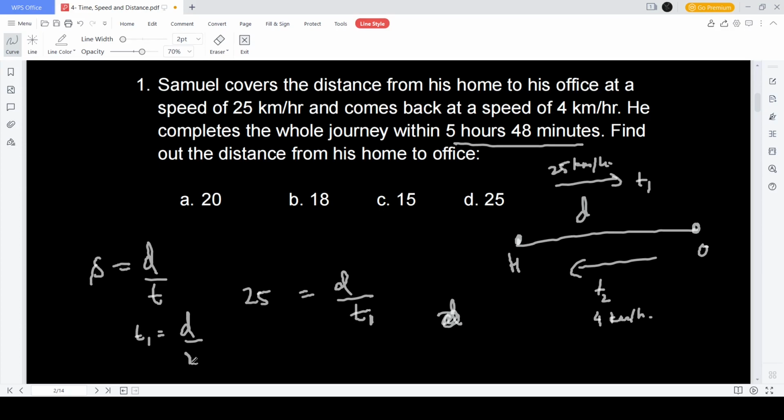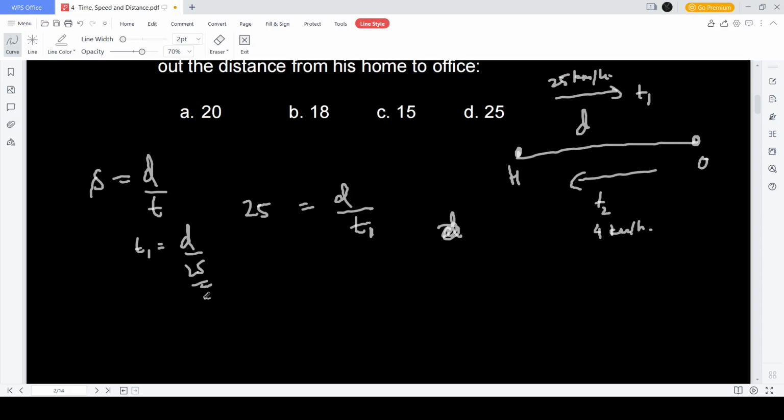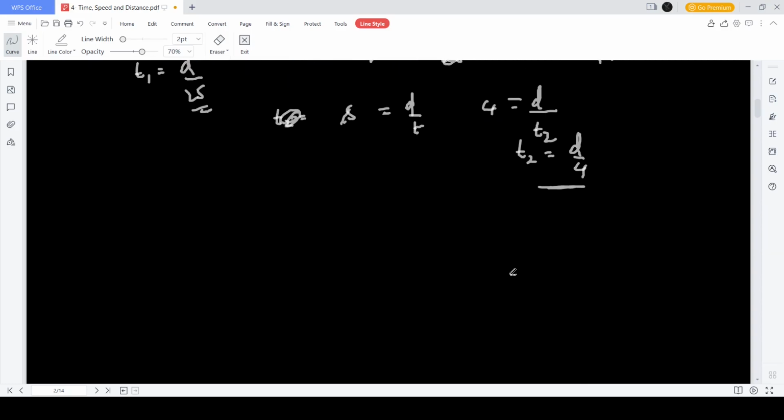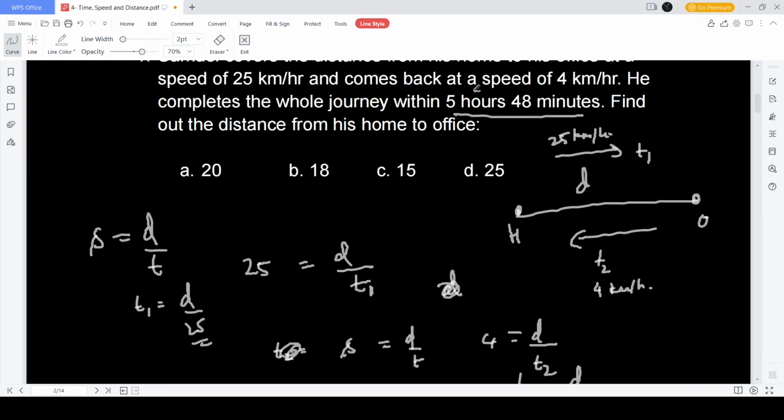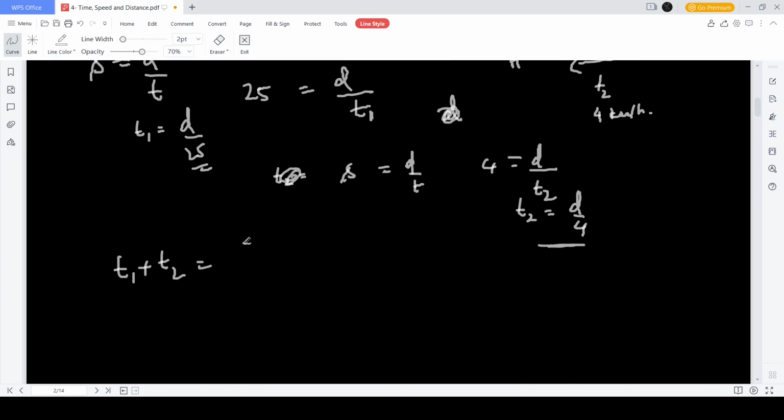Now we find t1. T1 is equal to d by 25, in hours. Similarly, T2: again we use speed is equal to distance by time, where 4 is equal to distance, which is constant d only, divided by time T2. So T2 is equal to d by 4. Now we also have that T1 plus T2 is the whole journey, right? And in the whole journey he took 5 hours and 48 minutes, so that is nothing but 5 hours plus 48 by 60, because it's in hours.